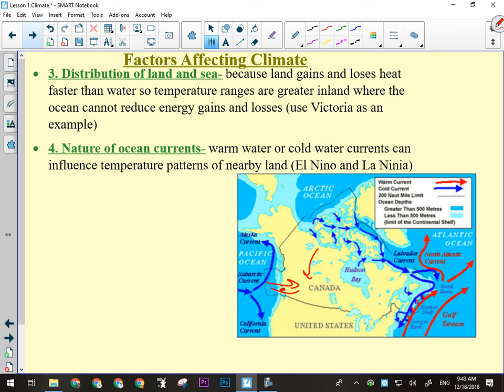Right? You get that with the La Nina. You get really cold, lots of snow. It's going to be a really severe winter. Whereas with El Nino, it's going to be hotter and drier. For us, El Nino looks different depending on where you are in the world.